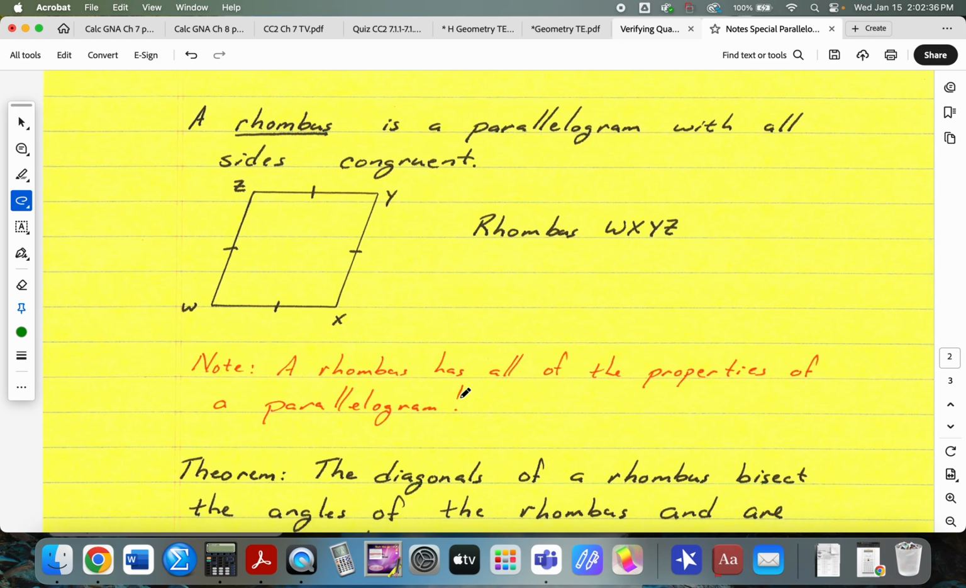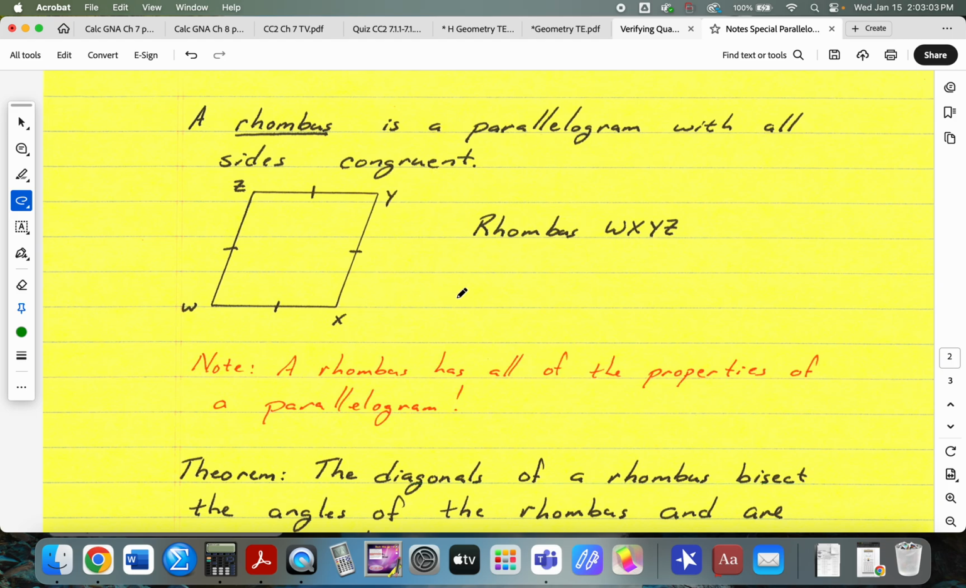Now, a rhombus is a parallelogram with all sides congruent. So it's like a square that's been tipped over part way. Since it's been tipped over part way, the diagonals are not going to be congruent. WY would be a lot longer than ZX would be because of how it's leaning that direction, right?